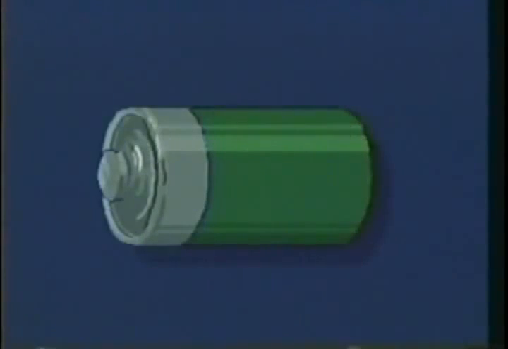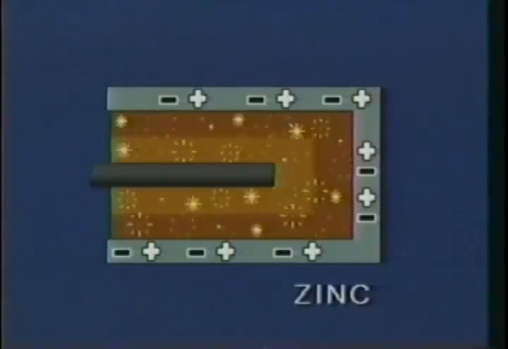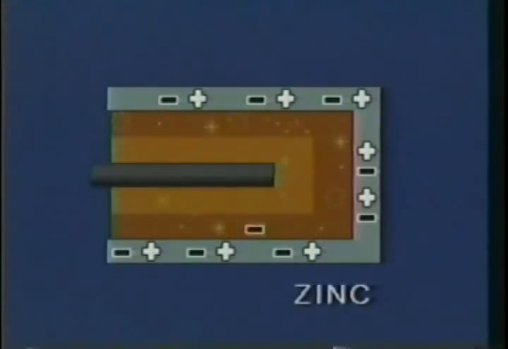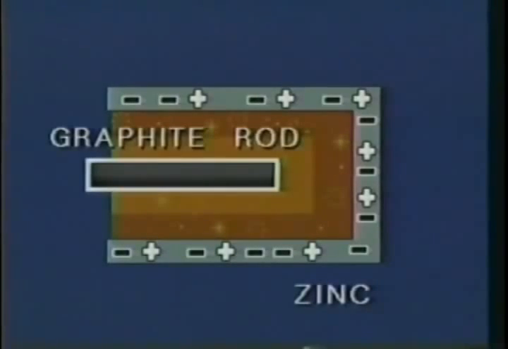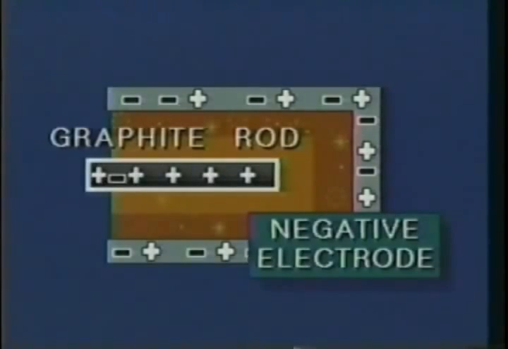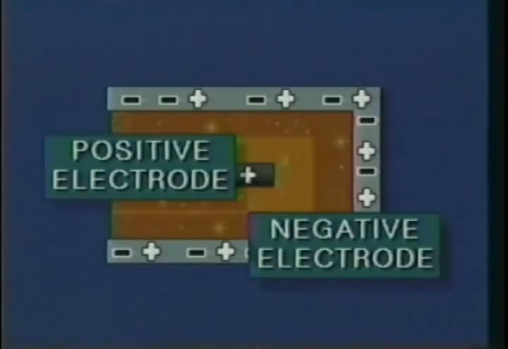For a continuous flow of charge, we need a source like a flashlight battery. A chemical reaction inside the battery or dry cell is its secret to success. This reaction causes the outside zinc layer to become negatively charged, and it causes the graphite rod in the middle to acquire a positive charge. We call these two charged parts electrodes.